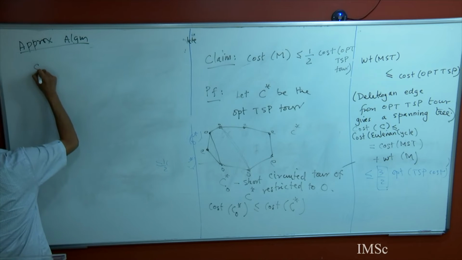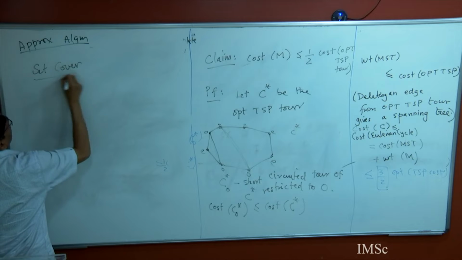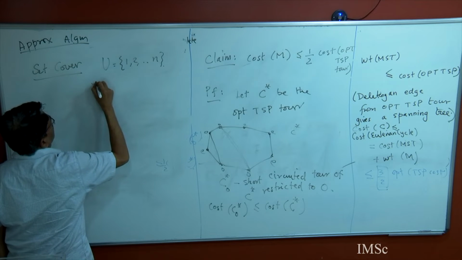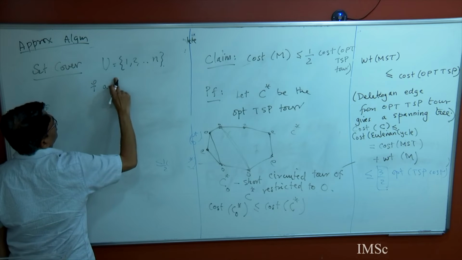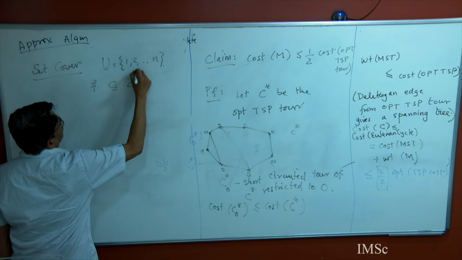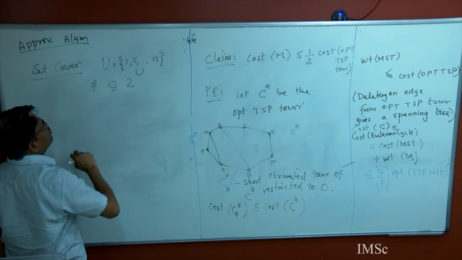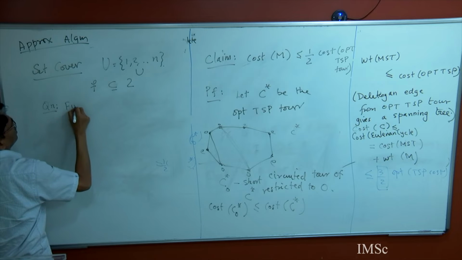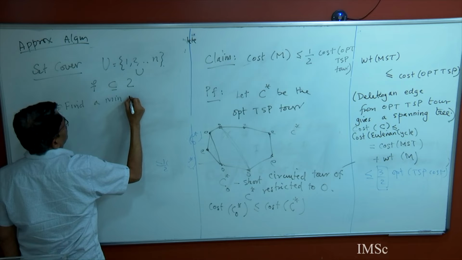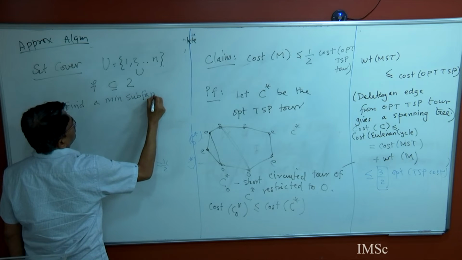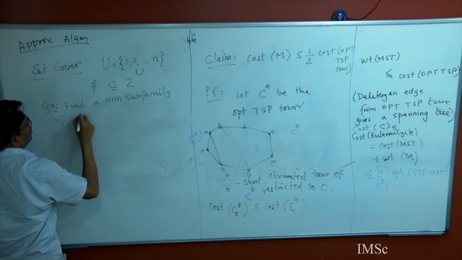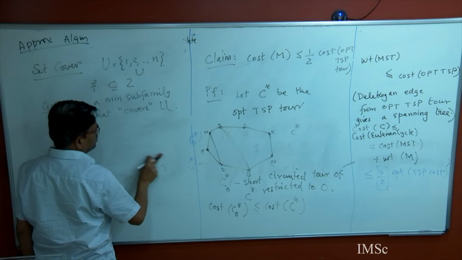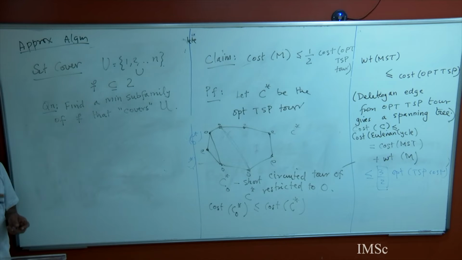Let's see one more approximation example, and that is for set cover. So recall the set cover problem. You have a universe, let's say there are some n elements, and then some family F, which is a family of subsets of U. The question is to find a minimum subfamily of F that covers U. Covers means that you take the union of the sets in the subfamily, and that should cover U.